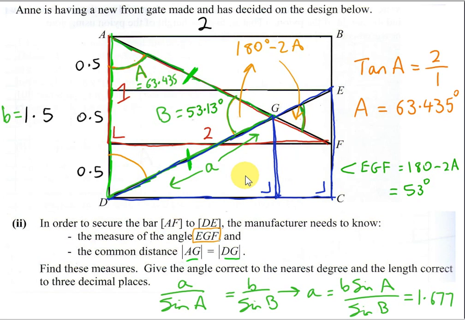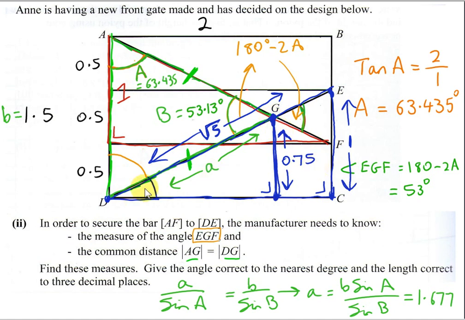We can also do this problem by considering these two similar triangles, these two blue triangles. From part 1 we saw that the distance from D to E was root 5. The distance of C to E is 0.5 plus 0.5, which is 1. The distance from here to here is half the height of the gate. That's half of 1.5, which is 0.75. So we're just using the symmetry here.